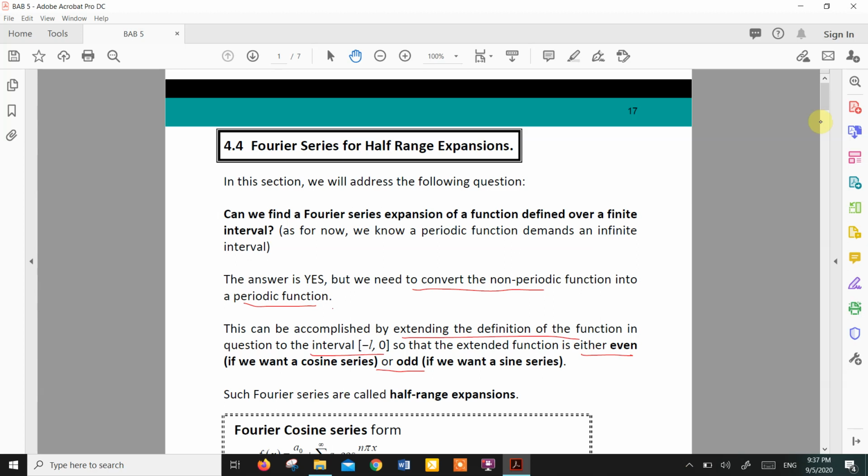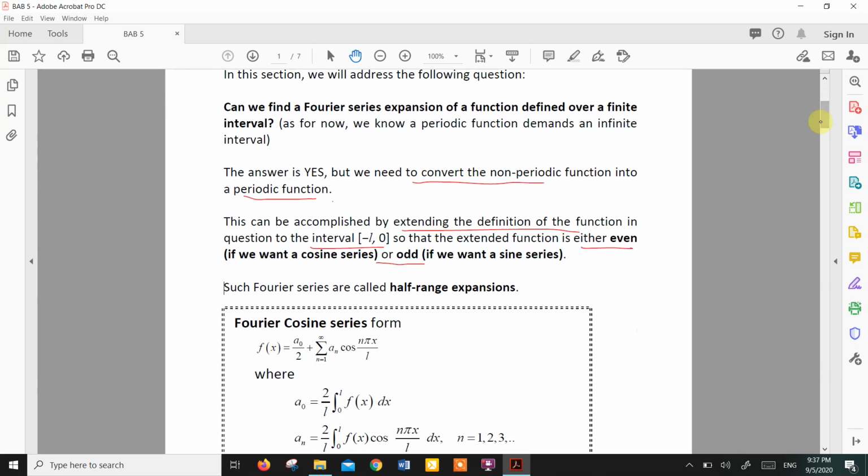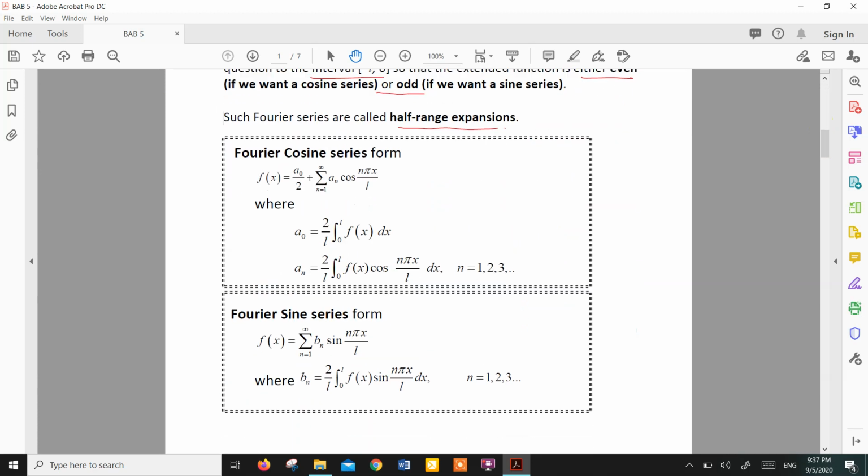So if we want a cosine series, or if we want a sine series, such Fourier series are called half range expansion. In this half range expansion, we have two types of expansion. One is the Fourier cosine series, and the other one is the Fourier sine series.